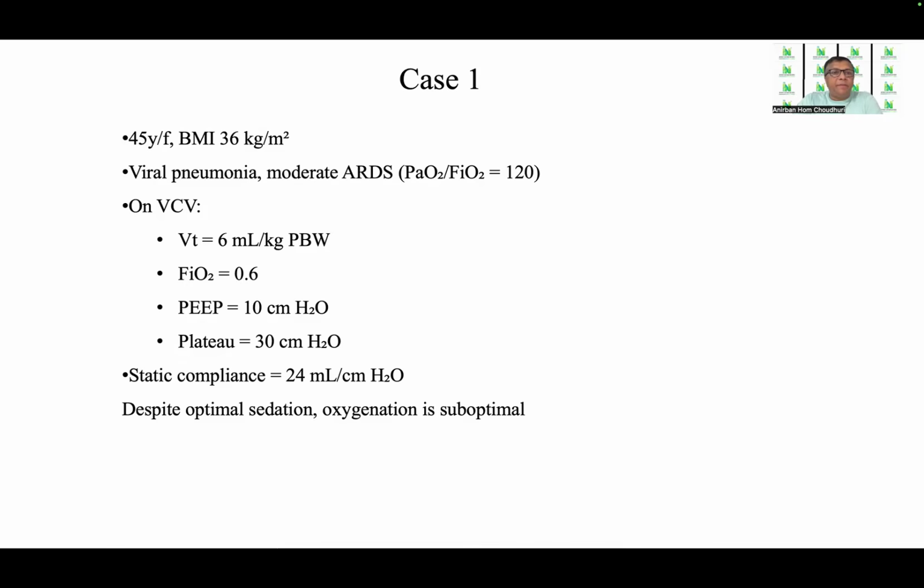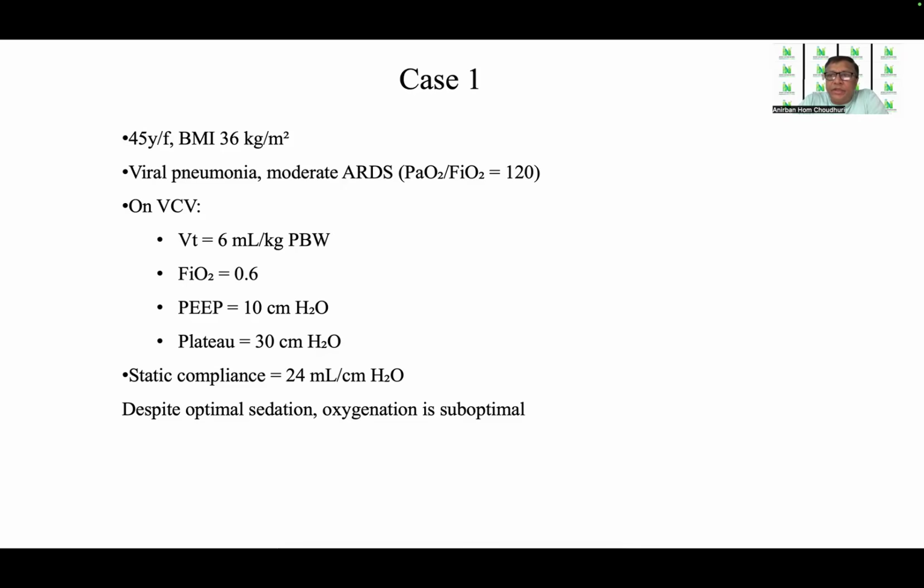A 45-year-old female who has a BMI of 36 is admitted with viral pneumonia and moderate ARDS with a PF ratio of 120. The patient is on volume control ventilation with lung protective ventilation, with a tidal volume of 6 mL per kg of predicted body weight, an FiO2 of 0.6, PEEP of 10, with a plateau limit set at 30 centimeter of water, and a static compliance of 24 mL per centimeter of water. Now, the problem is, despite optimal sedation, the oxygenation is suboptimal.